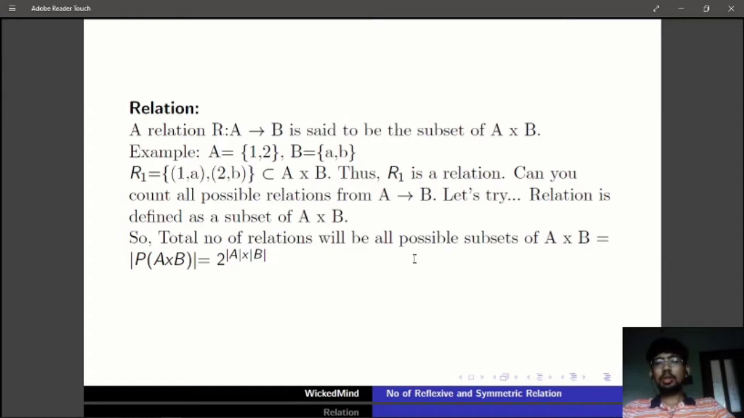Next, the question is, can you count all possible relations from A to B? Slowly we are going into the counting part. A relation is defined as a subset of A cross B. So the total number of relations will be all possible subsets of A cross B. We know that all possible subsets form the power set. So the cardinality of the power set of A cross B is nothing but 2 to the power of the cardinality of A times the cardinality of B.